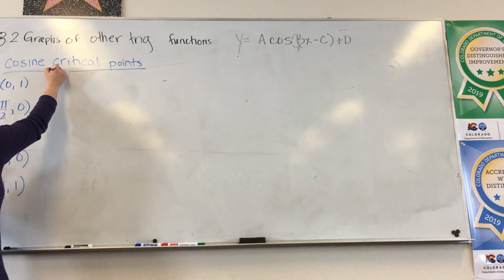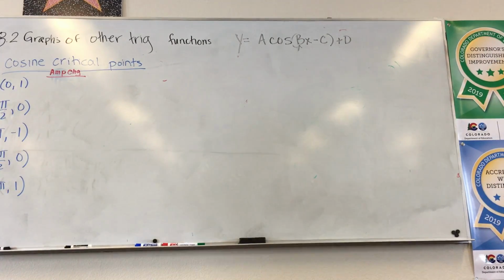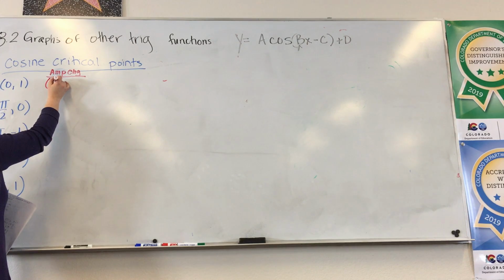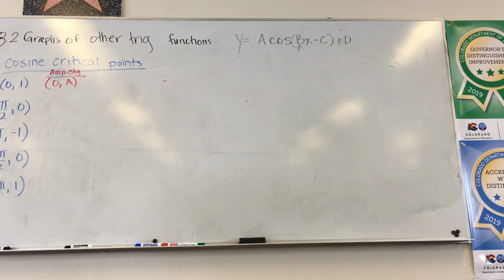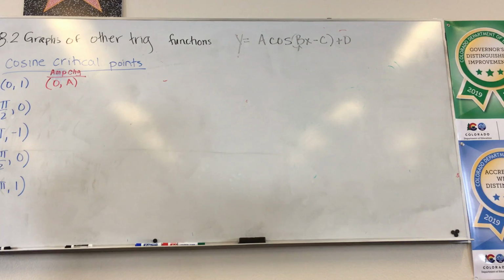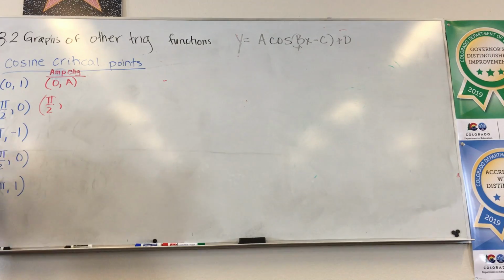Okay, so amplitude change. Amplitude change changes the y value, right? So the new amplitude change is going to be (0, A), because instead of 1, it's going to be at whatever A is. At pi halves, is that going to change? Do the zeros change when there's an amplitude change? No, only the max and min. So this stays the same.